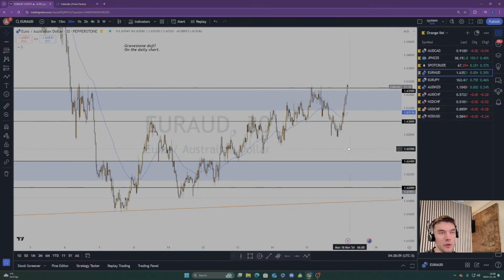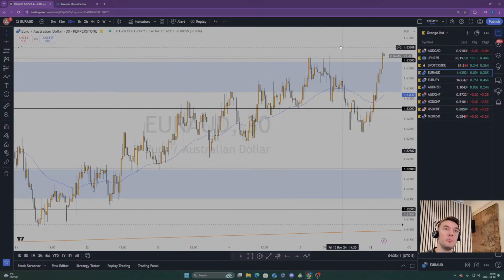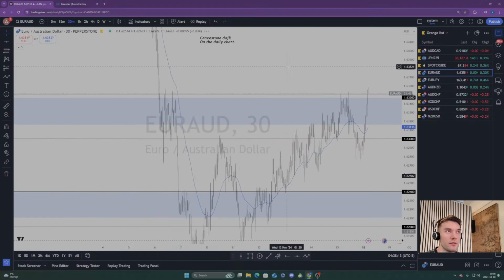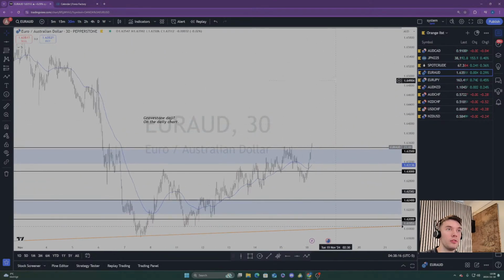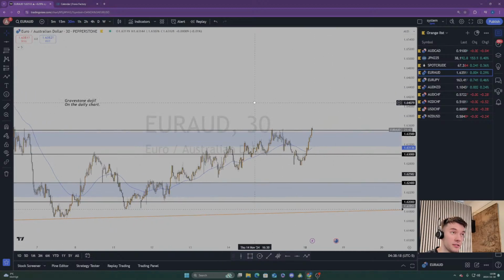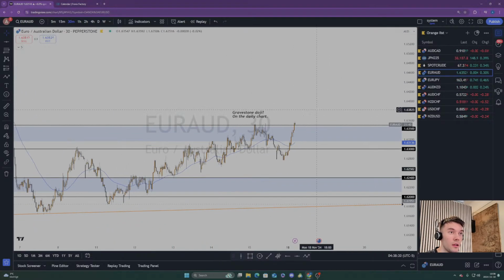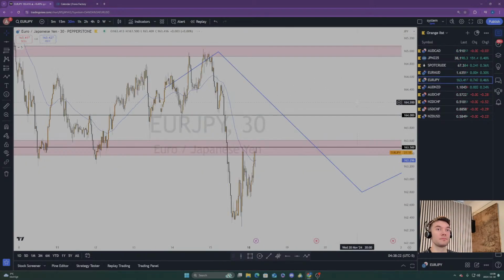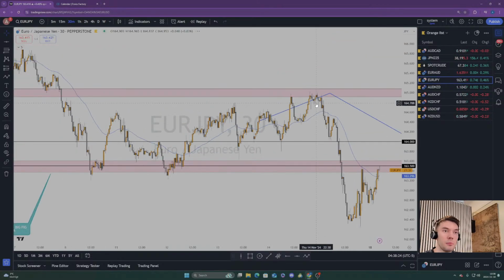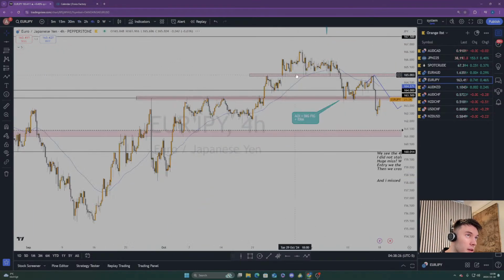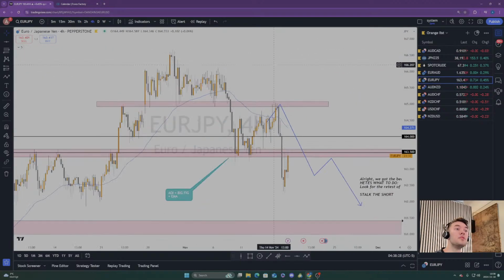Okay, so we are bullish, guys. Breathe, take it easy, wait for it. We have a lot of room to go up here if price decides to go up, of course. Cool. Euro JPY. It's a beautiful position. Or opportunity, I should say.